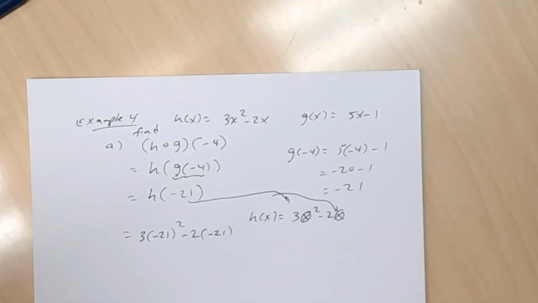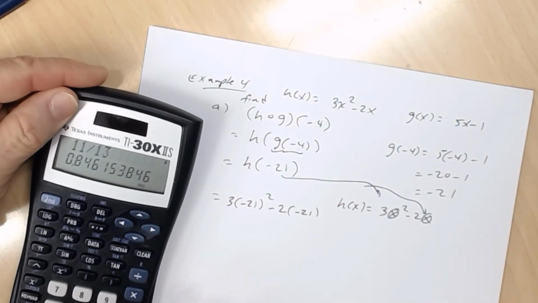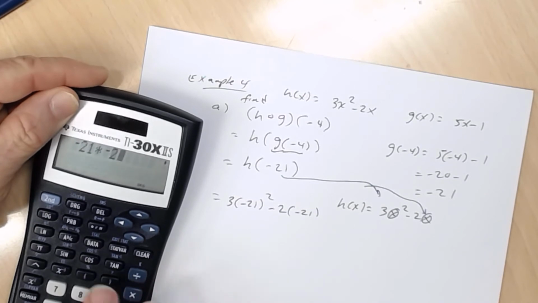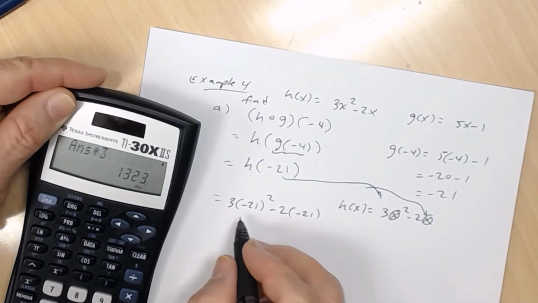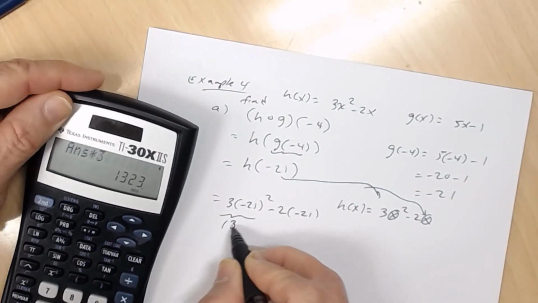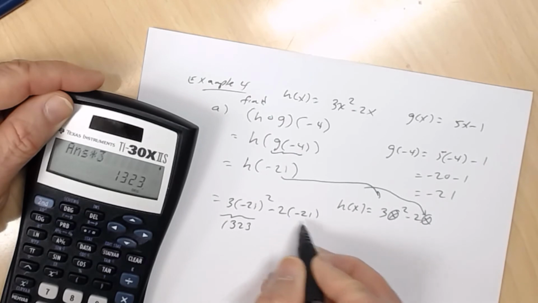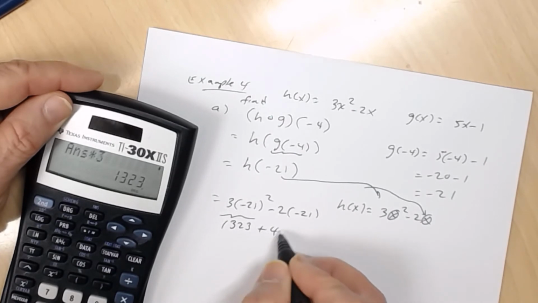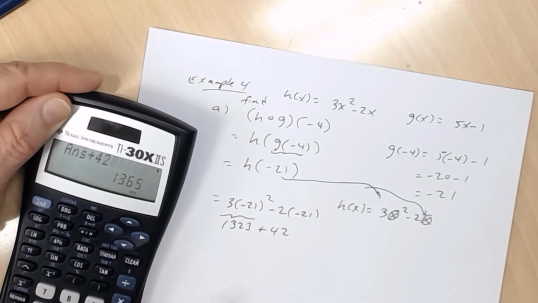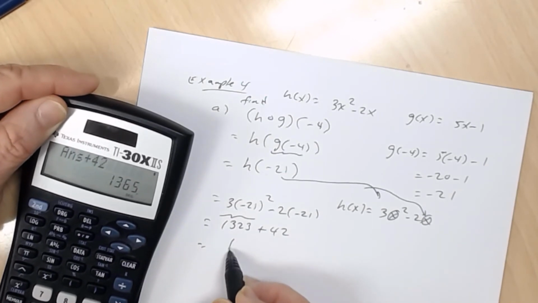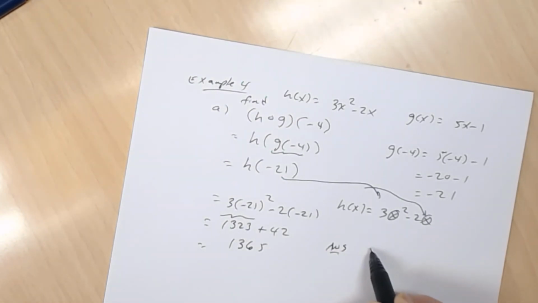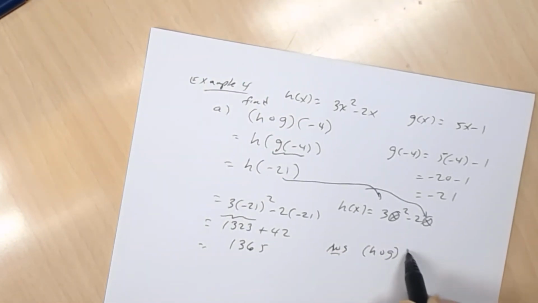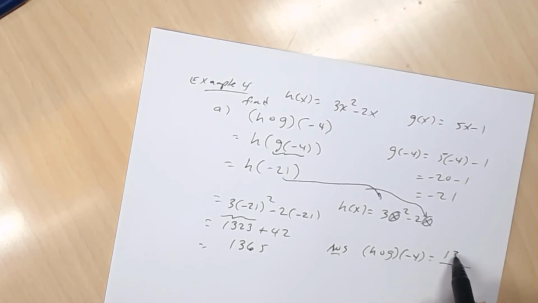And so using your calculator, let's see what we get. Negative 21 times itself, negative 21 times negative 21, is 441, right? Times 3 gives us 1,323. And then negative 2 times negative 21 is a positive 42. So I'm going to add 42 to that, and I get 1,365. So therefore, your answer: h composed with g at negative 4 equals 1,365.